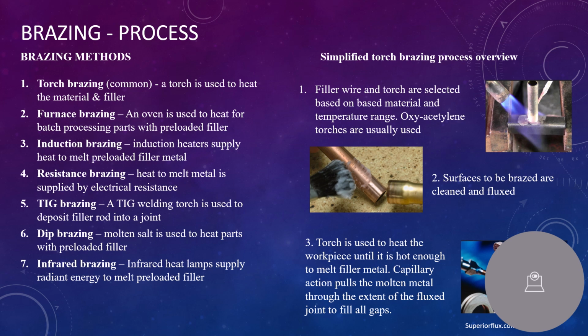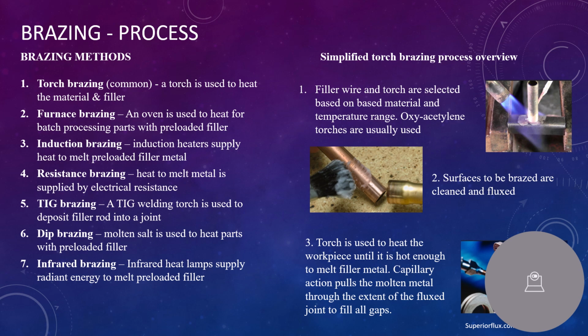Brazing can come in many shapes and forms. Most common is torch brazing, in which an oxyacetylene or propane torch is used to heat the material, and then the filler is melted by touching it to the material. For mass production, furnace brazing is often used. This is where an oven is heated up to the temperature necessary, and a batch of parts is loaded into the furnace, which already has preloaded filler in the joints.